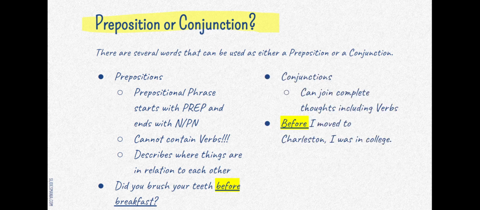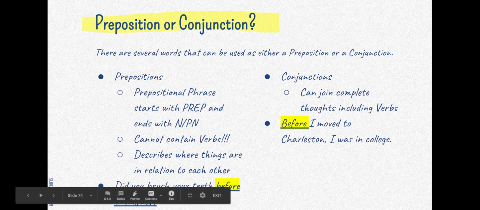Conjunctions, on the other hand, can join complete thoughts that include verbs. So for this one, before I moved to Charleston, I was in college. This before is a conjunction because it's joining two complete thoughts that both have verbs: I moved to Charleston and I was in college. Okay, so if it has a verb in the phrase that it belongs to, it's a conjunction. If there's no verbs in the phrase, then it's a preposition.